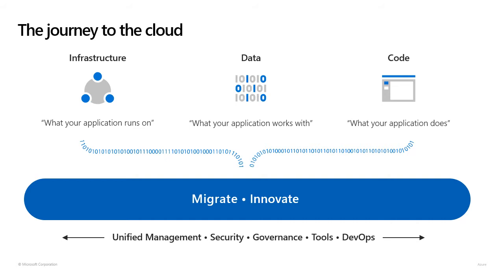Then layering that on top, while you're migrating or while you're innovating, you now have a mix of applications that are both in your on-premise environment and on the cloud. Layering unified management, security, governance tools, and also DevOps.